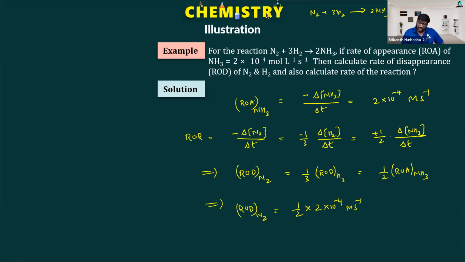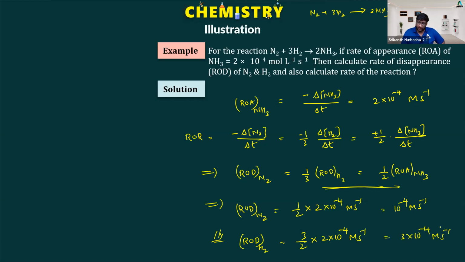So rate of disappearance of N2 is how much? 10 power minus 4 molar second inverse. Similarly, rate of disappearance of H2, I can relate these two. I can multiply these two with 3. Rate of disappearance of H2 will be 3 by 2 times that of 2 into 10 power minus 4 molar second inverse. That becomes 3 into 10 power minus 4 molar second inverse.